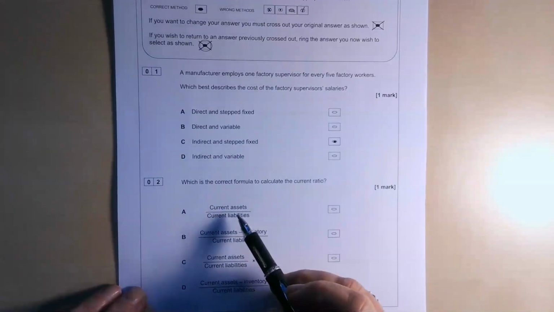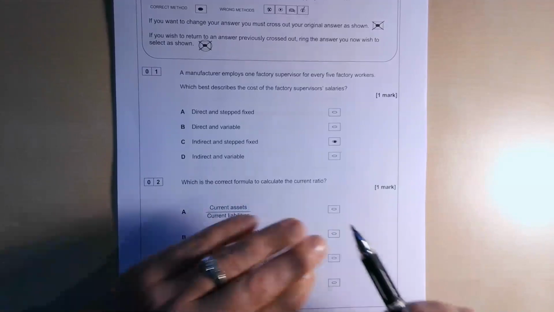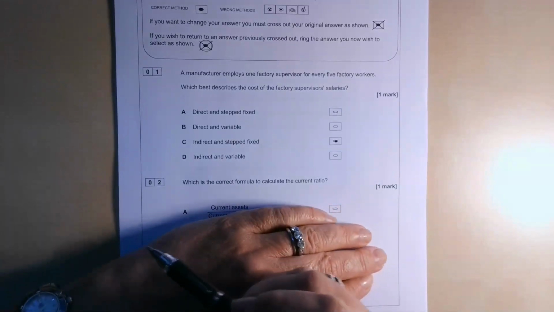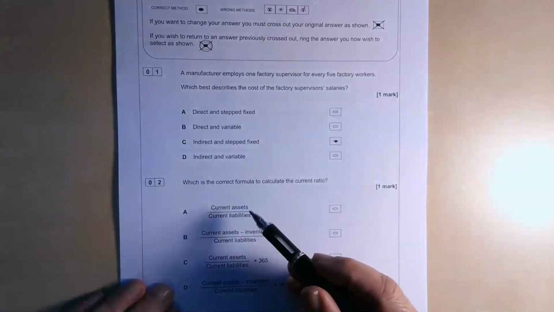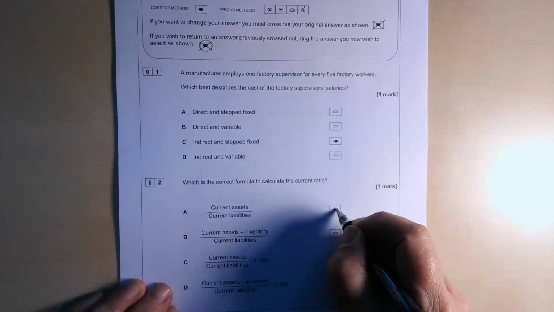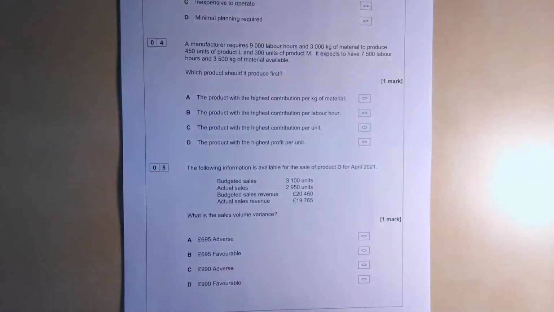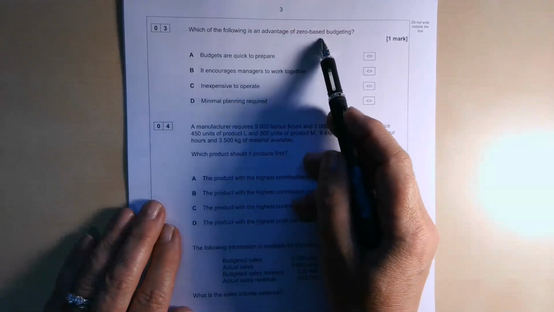Which is the correct formula to calculate the current ratio? Again, cover up the answer, decide what you think you would put there. So this one is current assets divided by current liabilities. That's A. Nice and straightforward. Okay, let's have a look then at the next question. Which of the following is an advantage of zero-based budgeting?